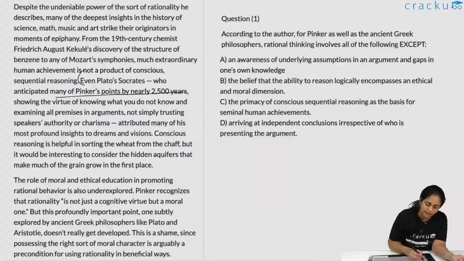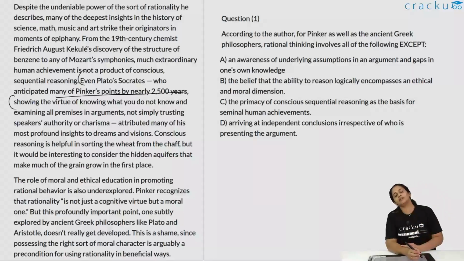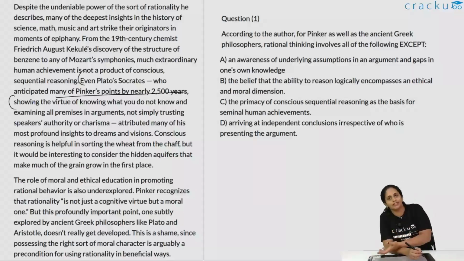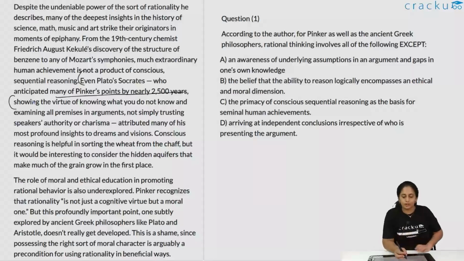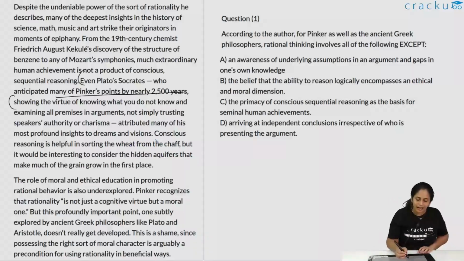So these are the points which he anticipated. Anticipated meaning what? That Plato and Socrates had the same ideas that Pinker is essentially putting in this book. And they were just 2500 years earlier, they had made the same points. So these points that are being made are essentially the points that are in common. From here to here, these are the points that are in common between both Pinker and Socrates.